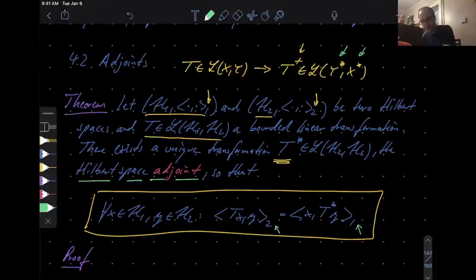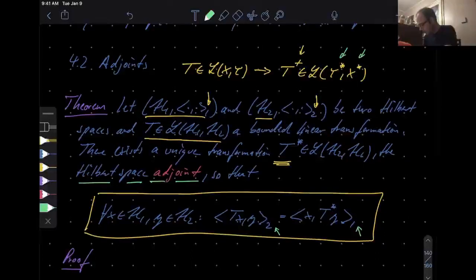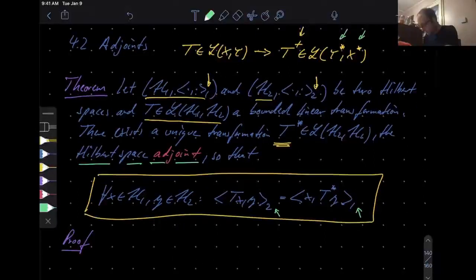And likewise, you can think about the right-hand side. It also makes sense because T star takes input from the second space. It spits out something in the first space. And then you take the inner product with something in the first space, right? So also the right-hand side is well defined, provided this adjoint exists, but we will clarify this in a moment. And now the crucial property is these two things have to be the same. That is the property that uniquely defines the so-called adjoint, all right?